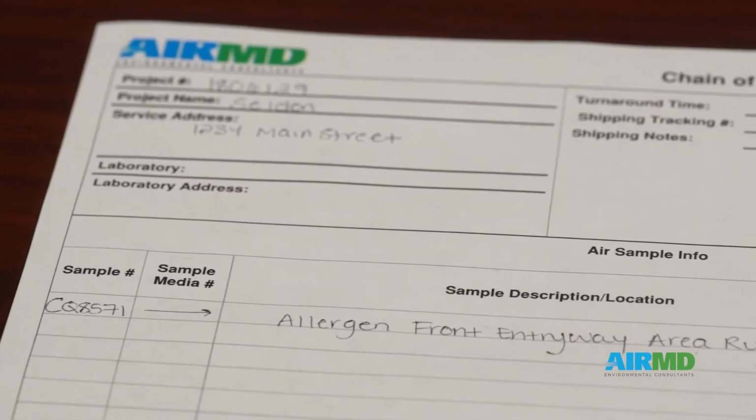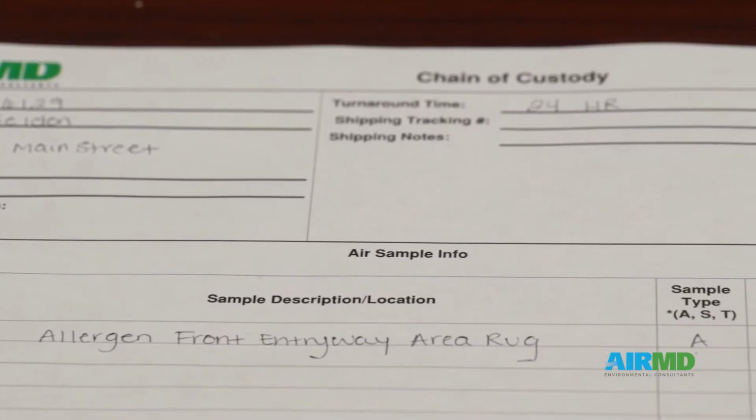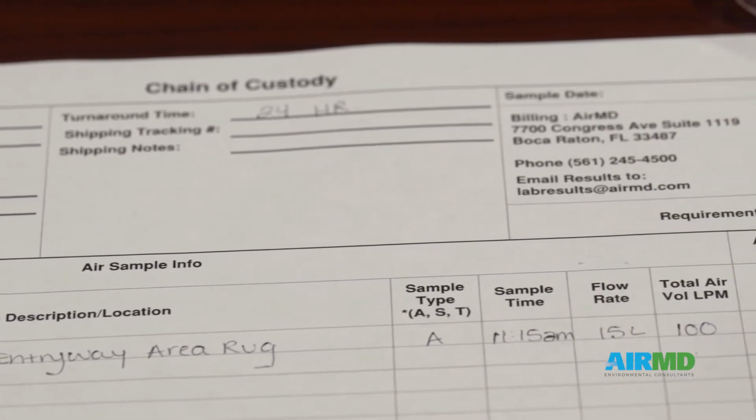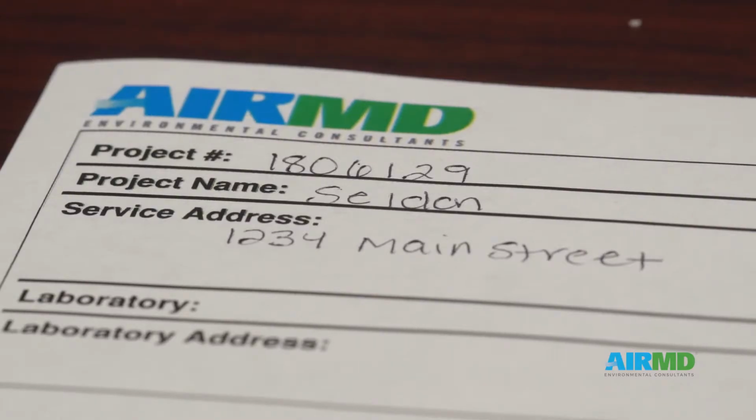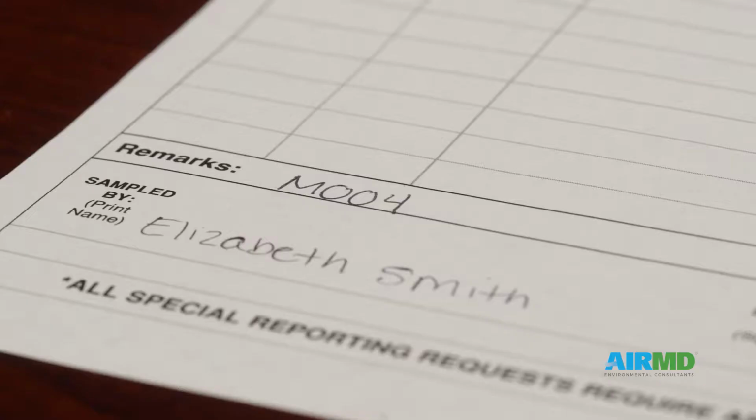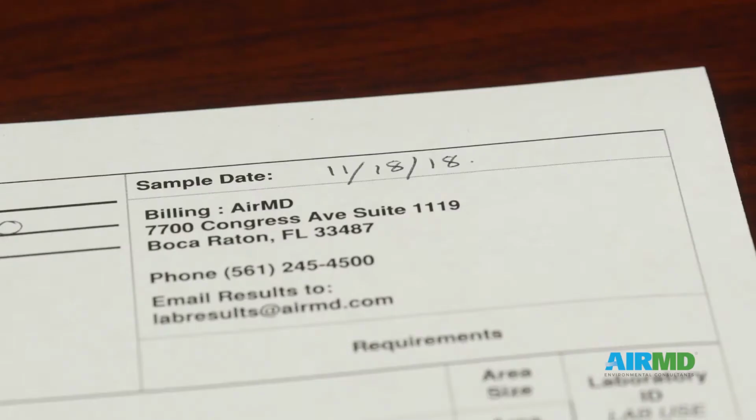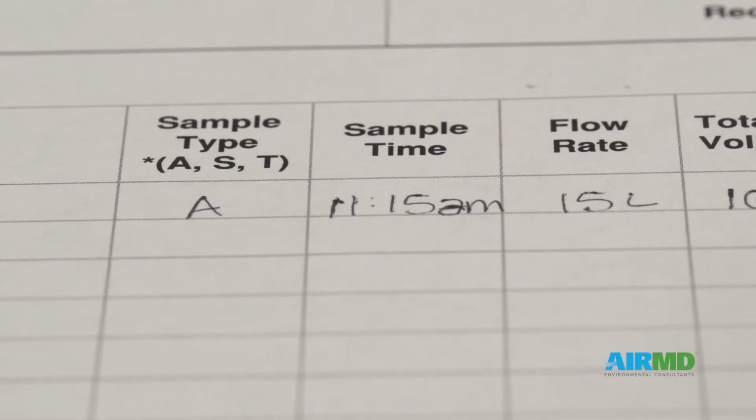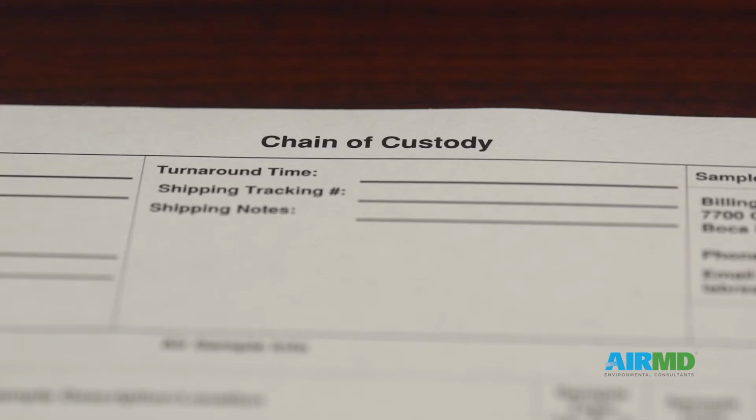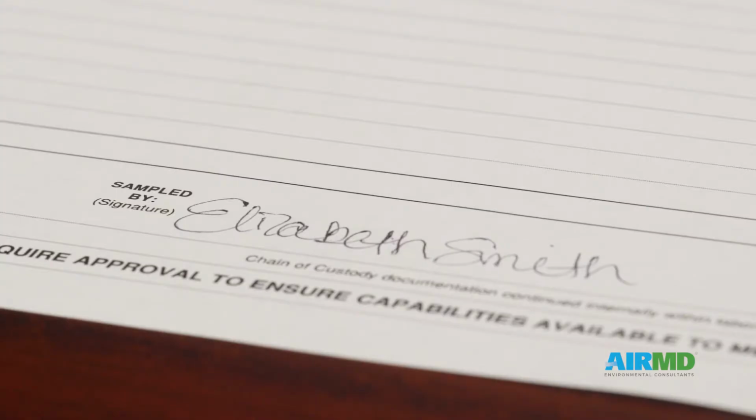After all samples are collected, the chain of custody must be completed. On the chain of custody, record the project name and number and the laboratory analysis method required. Make sure that all samples collected have the sample number, sample location, sample date, and time recorded. Make sure the chain of custody has a relinquished signature prior to shipping the samples to the laboratory. For directions on how to complete a chain of custody, please refer to the AirMD chain of custody video.